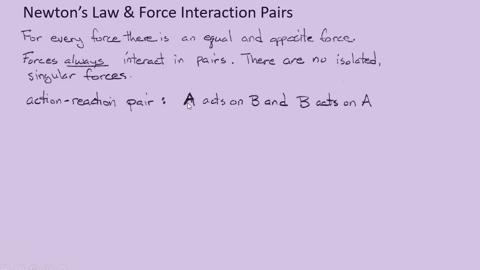So, for example, if the action force is A acting on B, then the reaction force is B acting on A. I want to point out here, both forces happen simultaneously, so it's not like A acted on B and then a split second later B decided to act on A. So choosing which force is the action force and which one is the reaction force is truly arbitrary. They happen simultaneously.